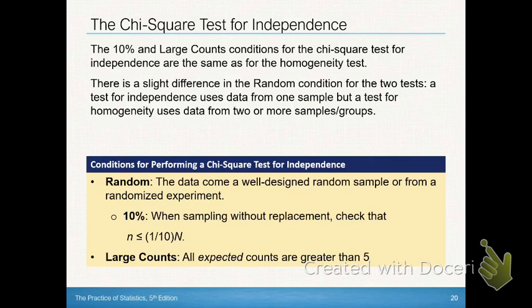That's kind of the same thing between the random for independence and the random for homogeneity. In homogeneity, you're taking from more than 1 sample, so you want those samples to be independent random samples. For independence or association, you're just taking from 1 population, so it can't be independent of itself. It's just a plain random sample.